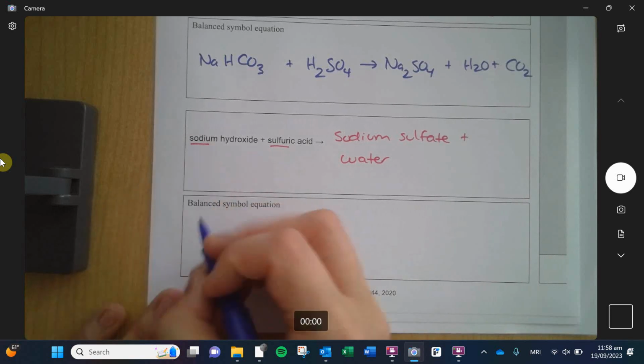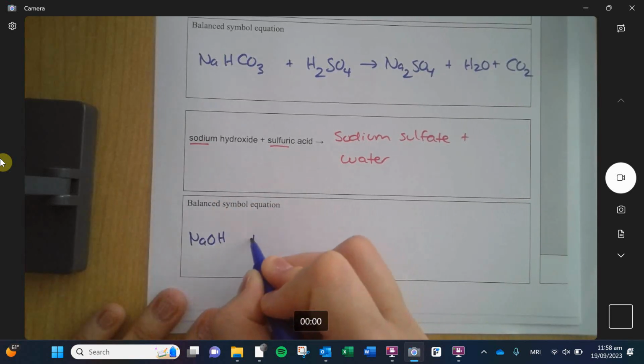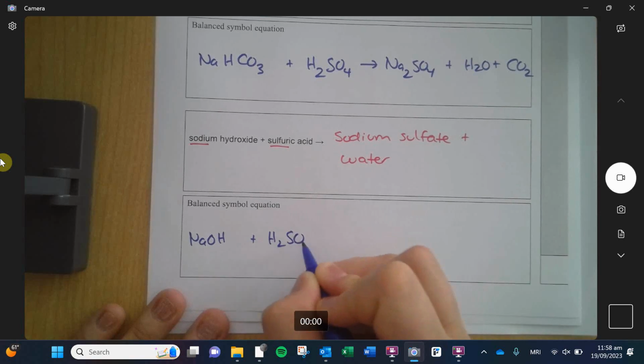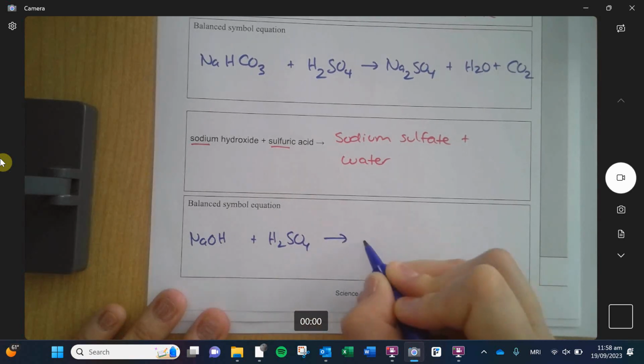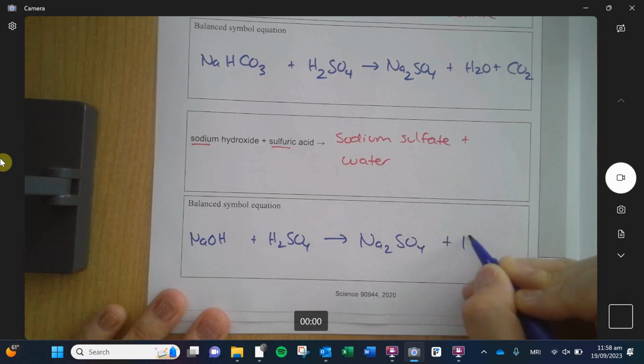So same thing, that's sodium hydroxide, so that's NaOH, H2SO4, and Na2SO4, and H2O.